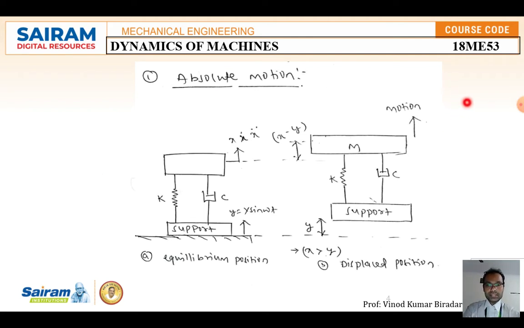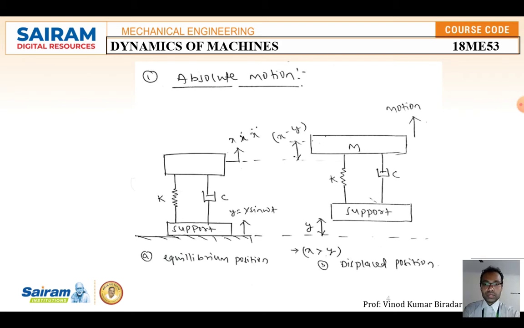So the support is displaced at a distance y, and the top side, the total mass, is again displaced at a distance of x minus y. That x minus y is called the absolute motion. X and y, that equation at a displaced position, we are going to derive.